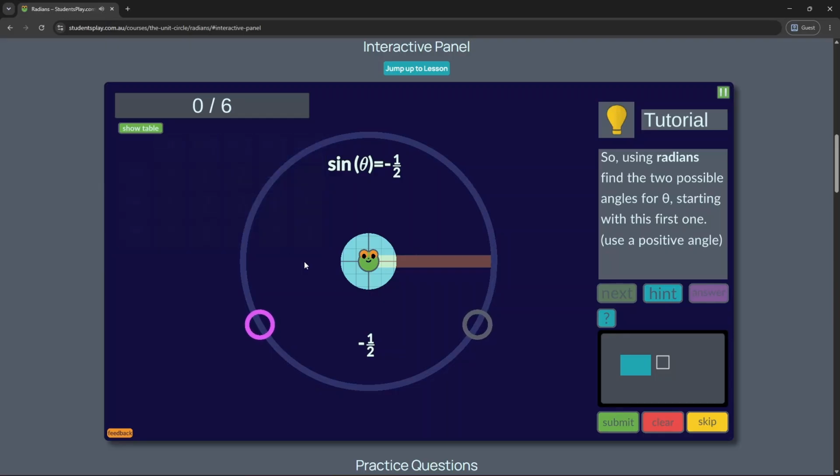So if we cut pi into 6 pieces, then we need 1, 2, 3, 4, 5, 6 to get around to pi. And then we need an extra pi on 6. So that should be 7 pi on 6. Tricky one.